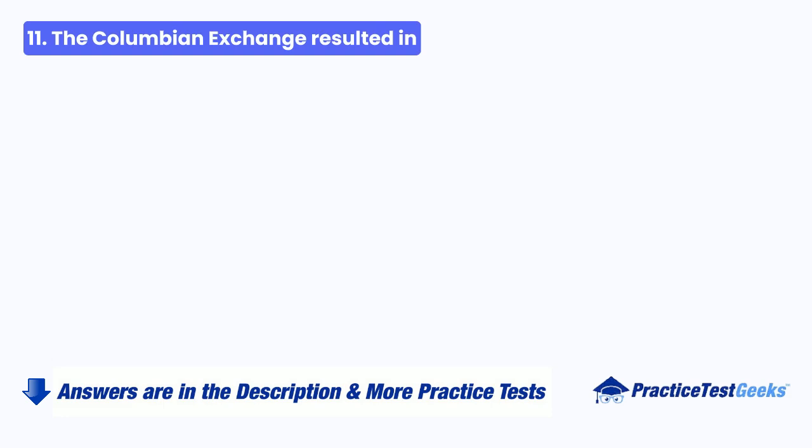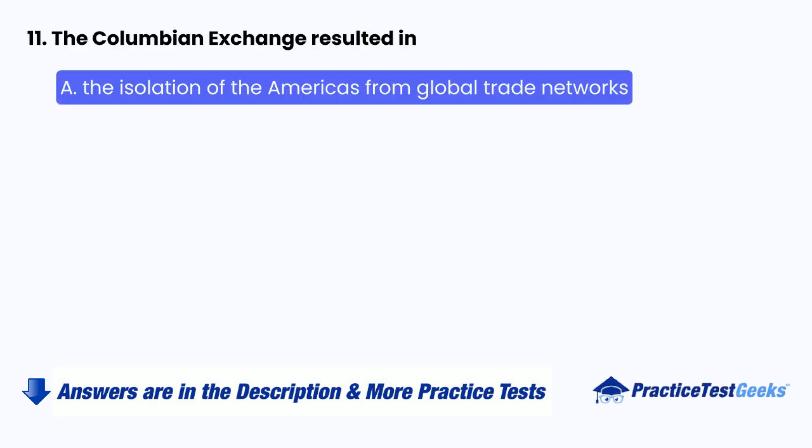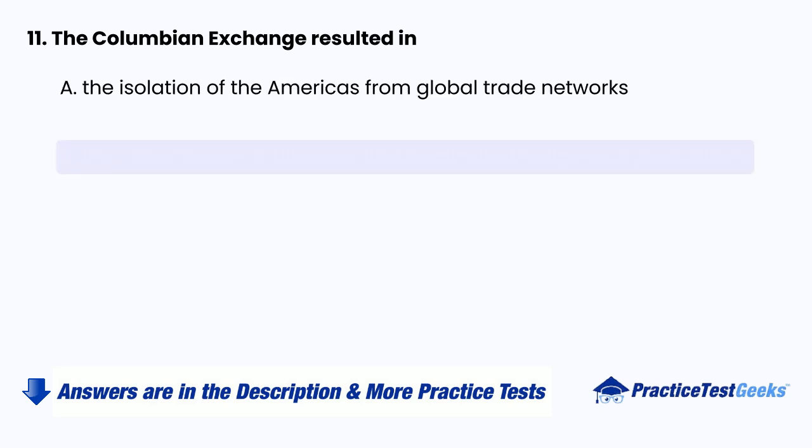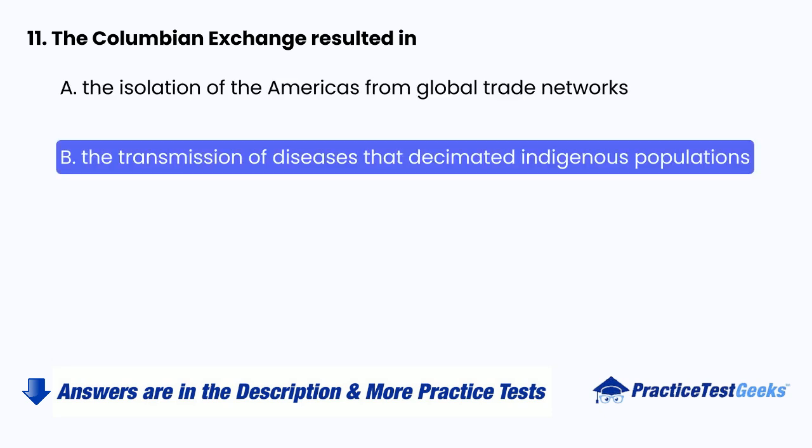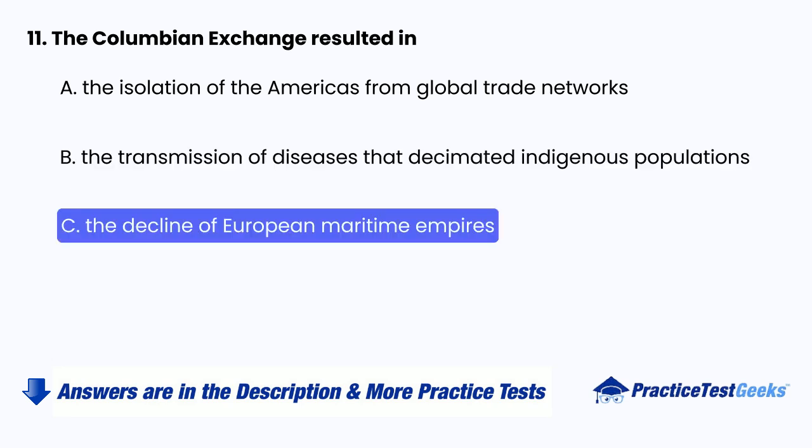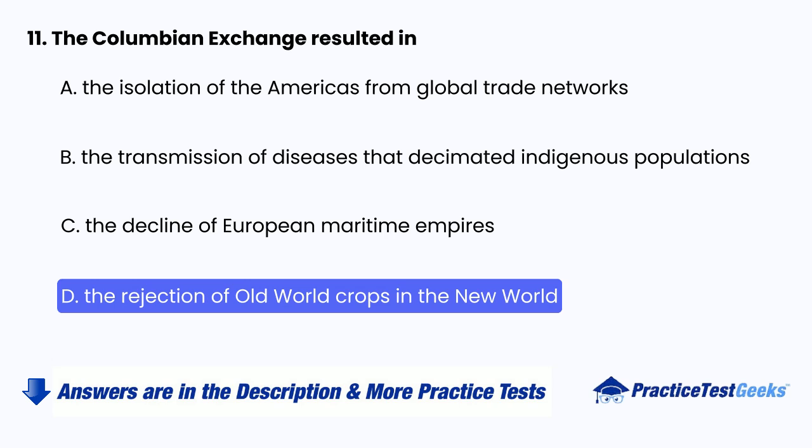11. The Columbian Exchange resulted in: A. The isolation of the Americas from global trade networks. B. The transmission of diseases that decimated indigenous populations. C. The decline of European maritime empires. D. The rejection of Old World crops in the New World.